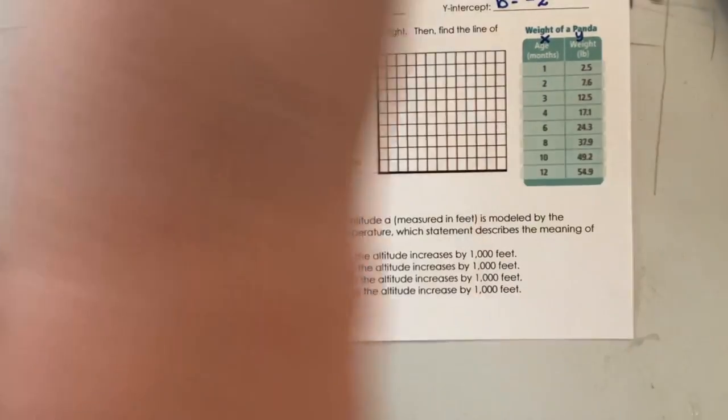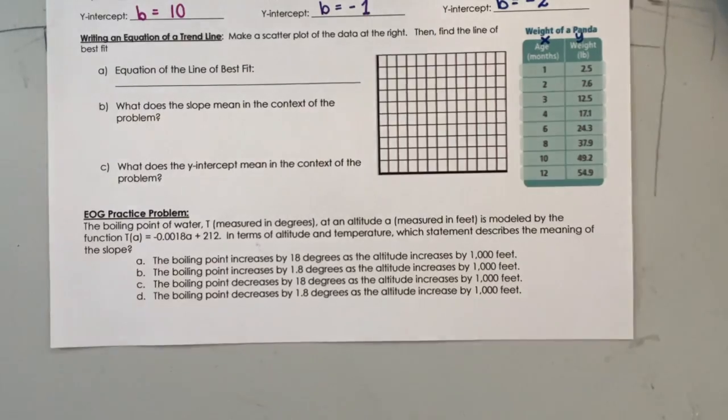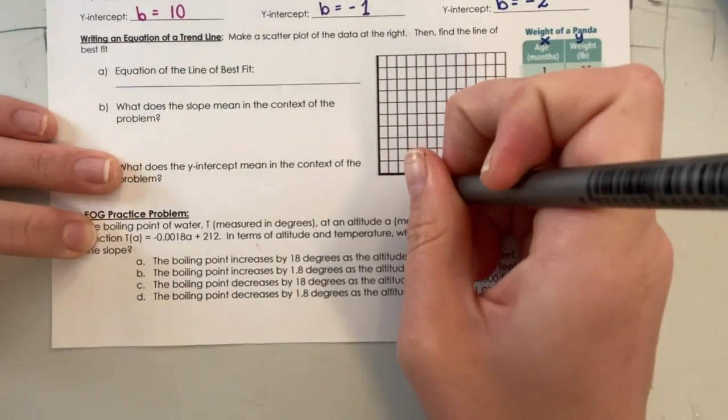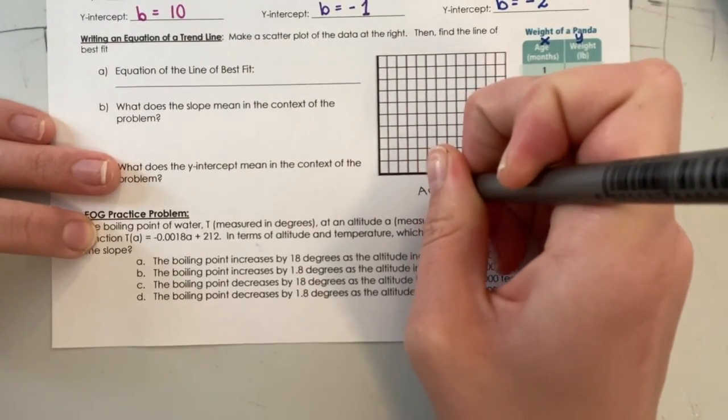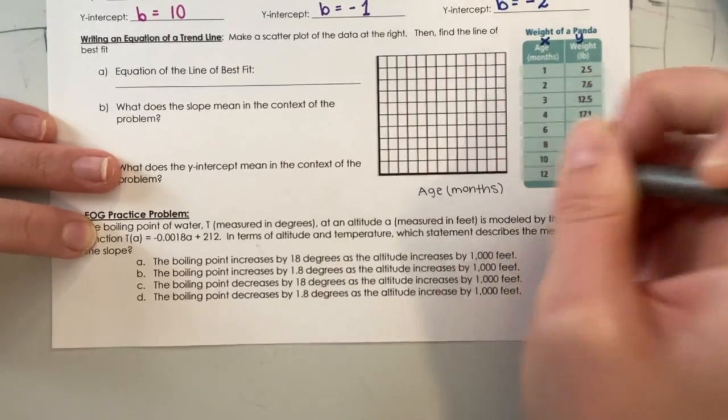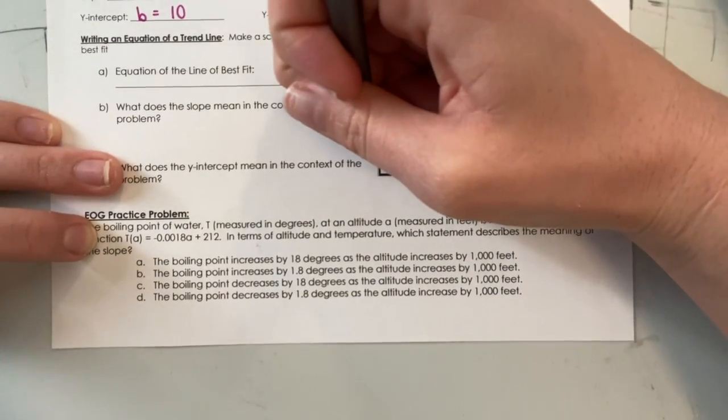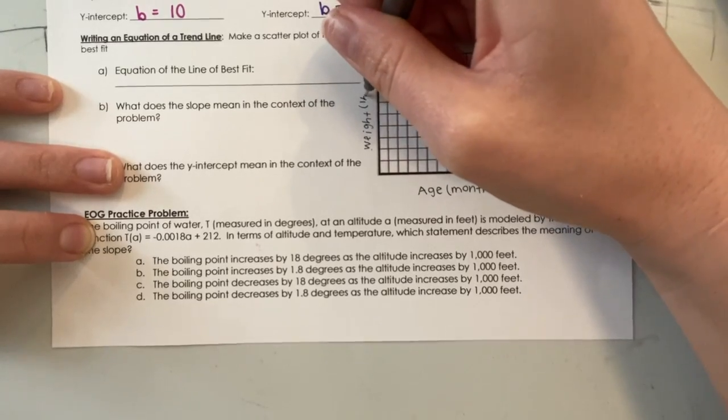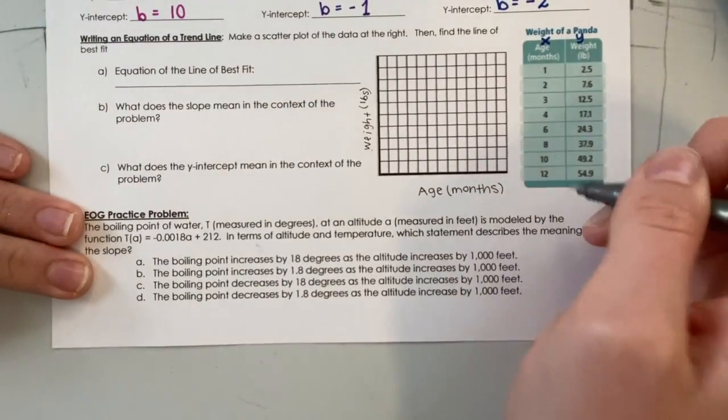So we need to plot this data. I'm going to label my axes. I'm going to label this one age in months, and then the other one as weight, and that's in pounds. So then we can actually number it.